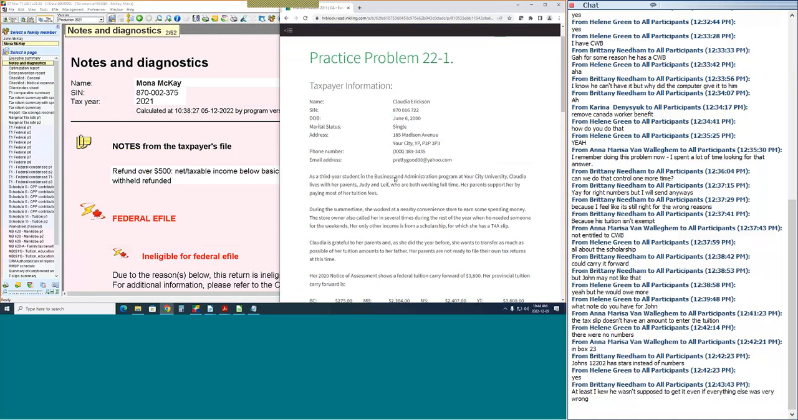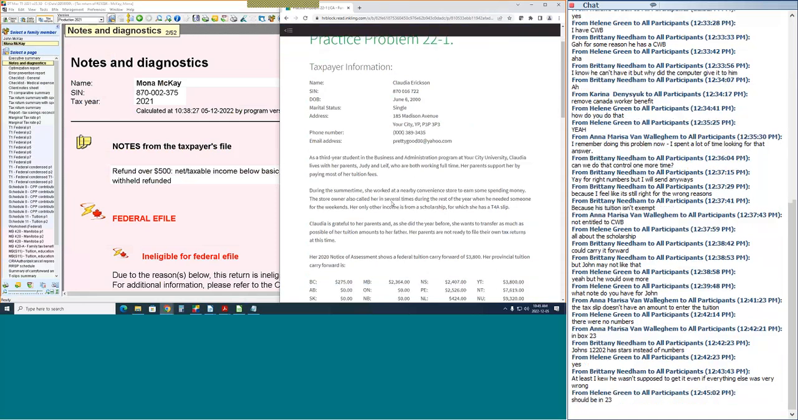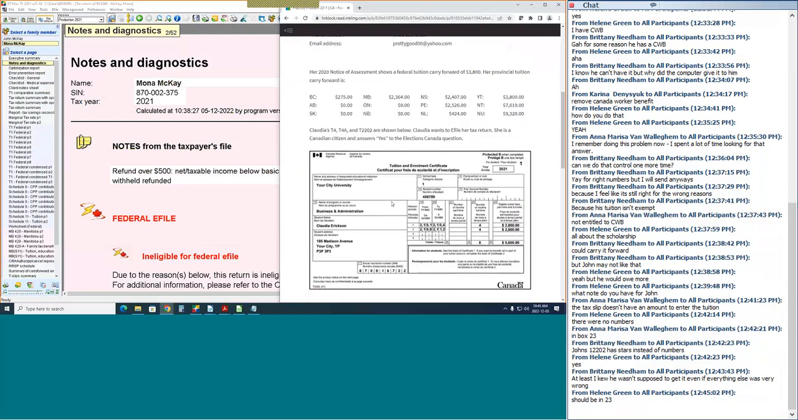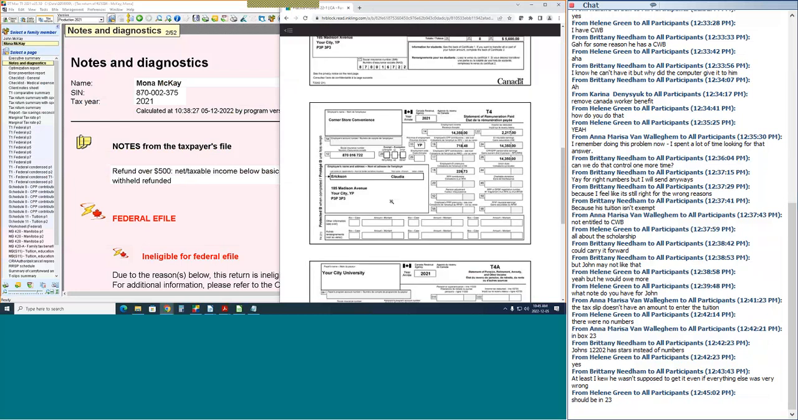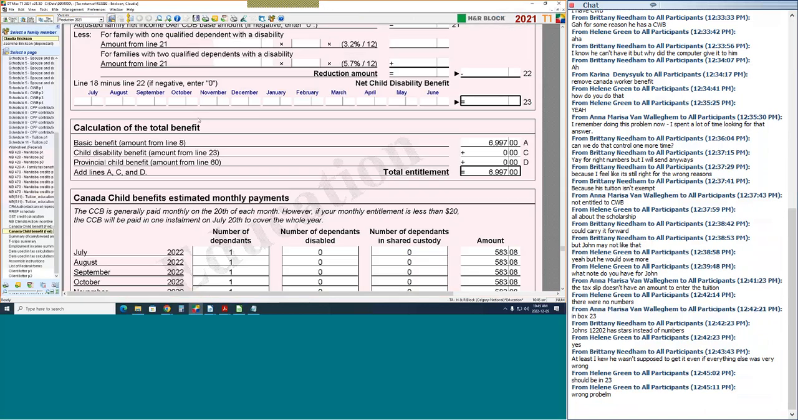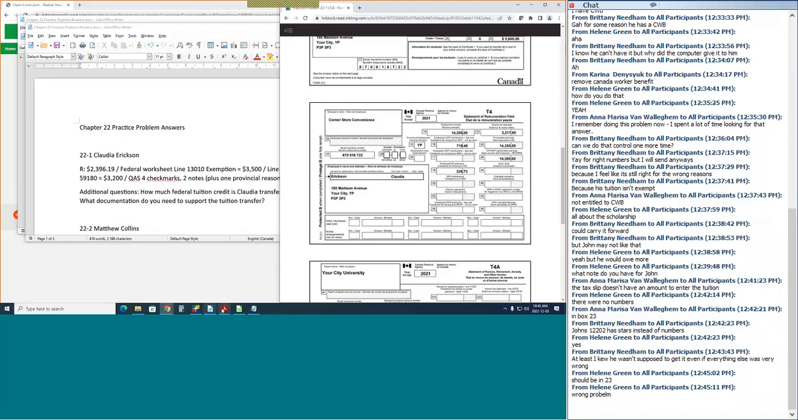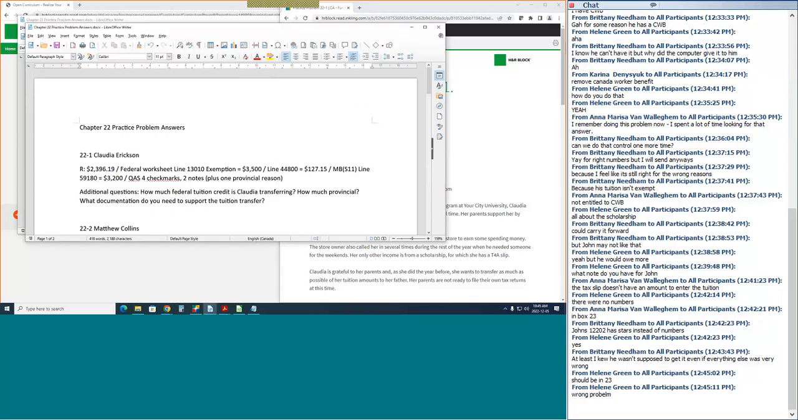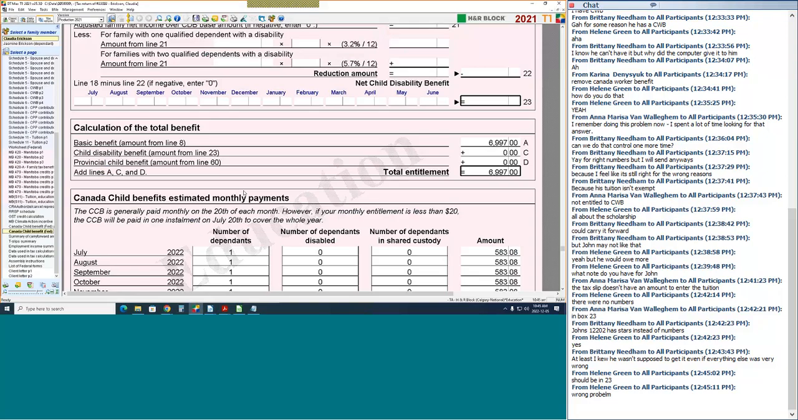All right, so Claudia was going to school and she wants to transfer it to her parents, and she had some work and she had a scholarship and she was 4 months full time. Mostly for Claudia's, what I wanted you to double check was that you entered the T4A slip, because some people will think you don't need it. Oh, is that the wrong one? Claudia Erickson is 22-1. Yeah. So for Claudia, I wanted to make sure that you had entered the T4A and then made it exempt.